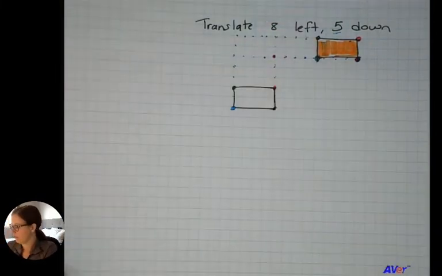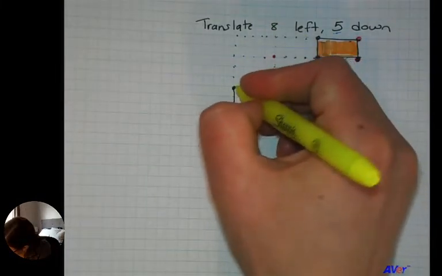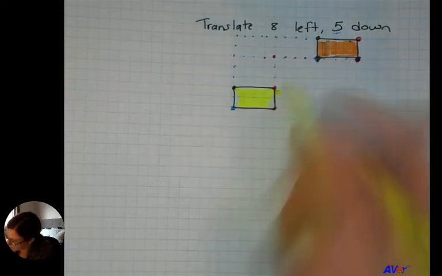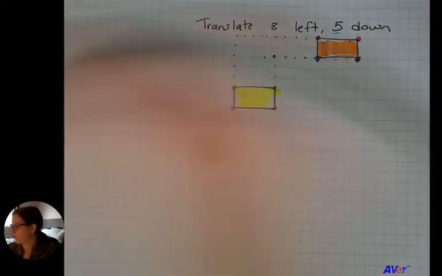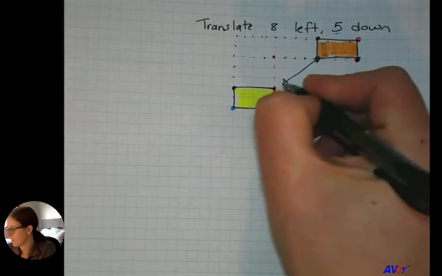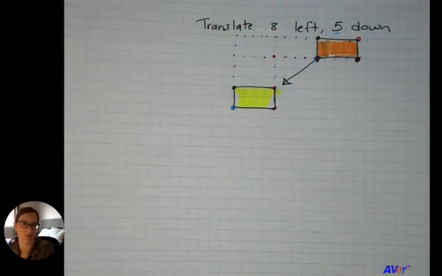So there has been my translation. I'll color this yellow so it's really easy for you guys to see in the video. And I've moved this shape from here down to here. There's my translation arrow.